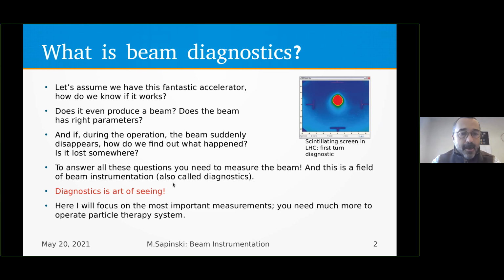Manjit in the first lecture said that diagnostics of a patient is the art of seeing, and it's true, diagnostics is the art of seeing. In this case, it's not a patient, but the beam. In this presentation, I will just focus on the most important measurements because there are really a lot of techniques and a lot of different instruments that are possible.